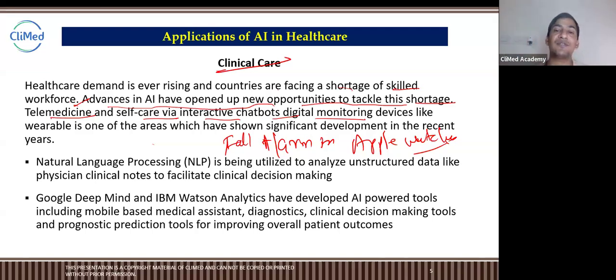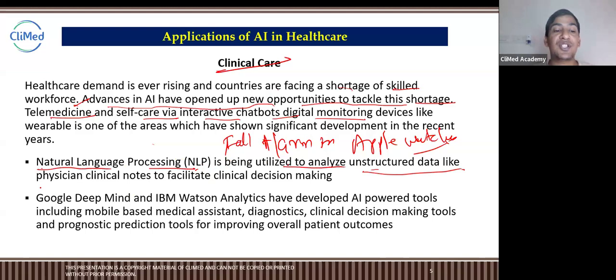So those things are very, very important for clinical care, and they can collect the data and send it to the doctor. So the doctor can get an estimate of what kind of things are going on with the patient. So they can customize the treatment, the counseling, and their conversations with the patient according to the data which is provided by AI chatbots or AI bands or the wearables and all, right?